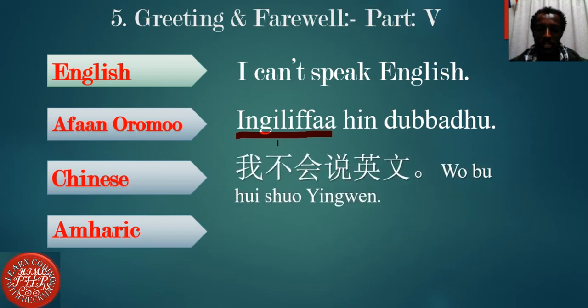The next one is in Chinese. On the last slide, we saw 我会说英文一点点. Now we are going to see how to express the negative form of can you speak English. If someone can't speak English, how can they express it in Chinese? We say 我, which means me or I, with the third tone. 不 means can't, no, to express the negative form.